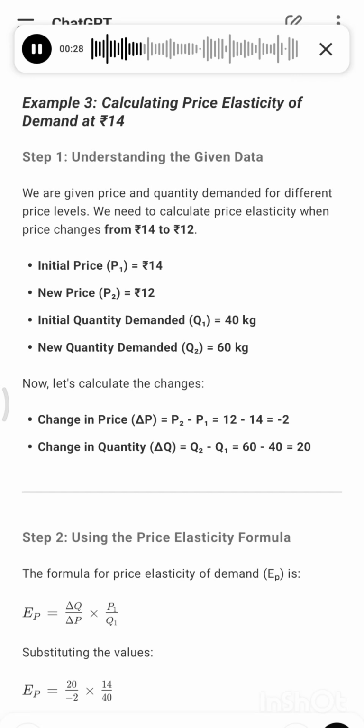Now, let's calculate the changes. Change in price, ΔP, equals P2 minus P1, equals 12 minus 14, equals minus 2. Change in quantity, ΔQ, equals Q2 minus Q1, equals 60 minus 40, equals 20.